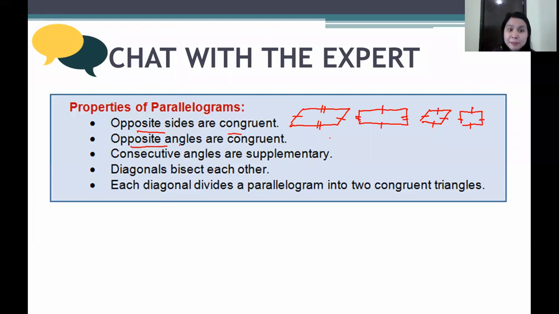Next, opposite angles are congruent. So this angle and this angle are congruent. You see, I'm making a 1 mark.